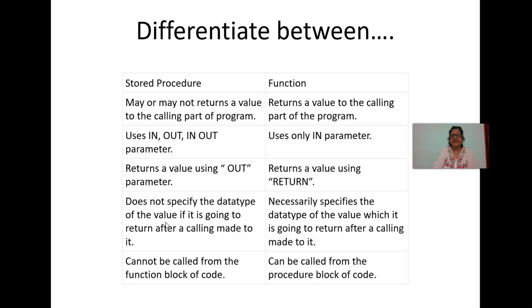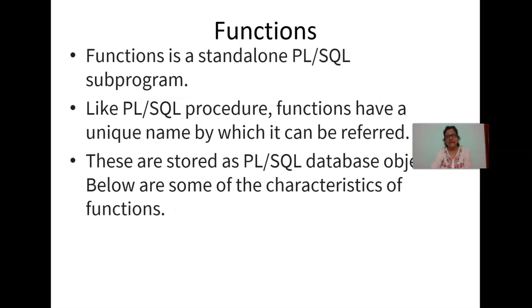A procedure does not specify the data type of the value. A function, if it is going to return a value after a call is made to it, does specify the data type, and it cannot be called from the function block of code. It can be called from the procedure block of code. A function can be called from the procedure, but the procedure can't be called from the function. So that is the idea behind it.